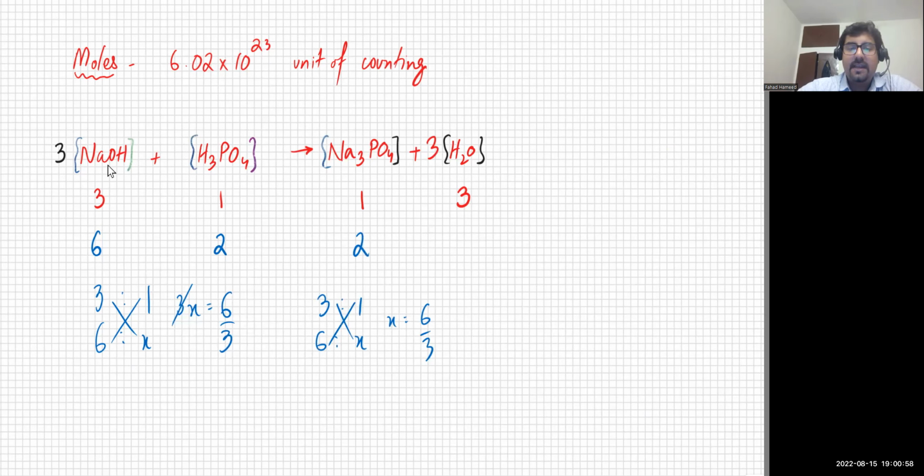Okay, what will the answer be for this? How much, if I react 6 NaOH, how much water molecules will be produced?